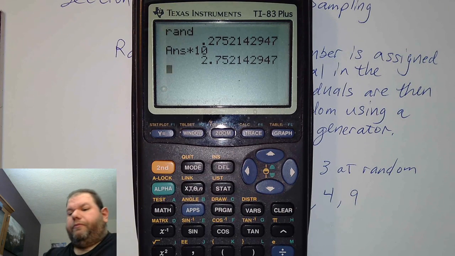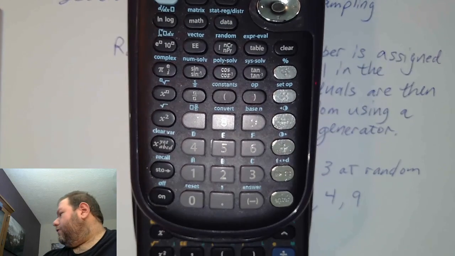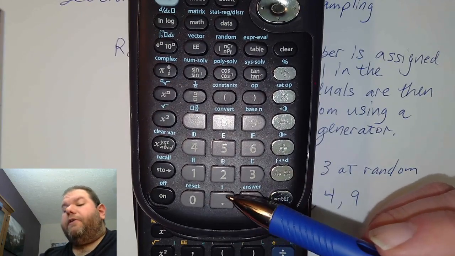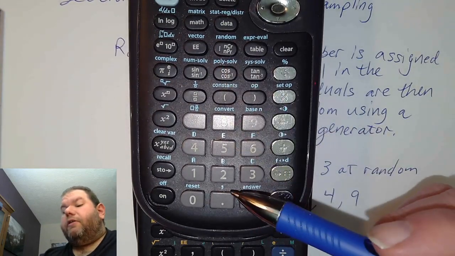Oh, the comma on this calculator is right above the decimal button. So we have to press second and then comma.